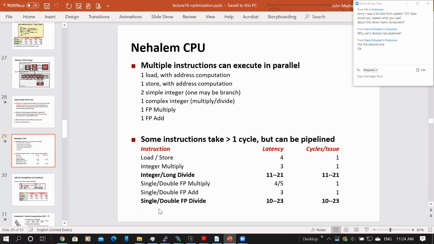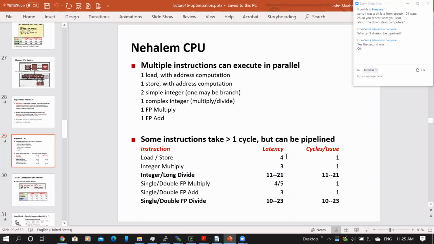And what you need to remember is we only have one floating point multiply unit and one floating point add unit. We've got a couple of simple integer things and only one thing that can do a multiply or divide of an integer. So we can get a couple of simple integer things going at the same time. And it's only got one load and one store path, whereas the Haswell you looked at had two load and store paths. And notice that loads and stores can be pipelined, right?